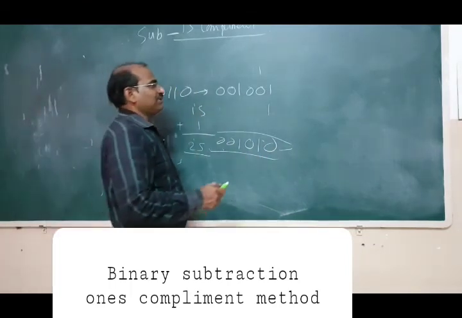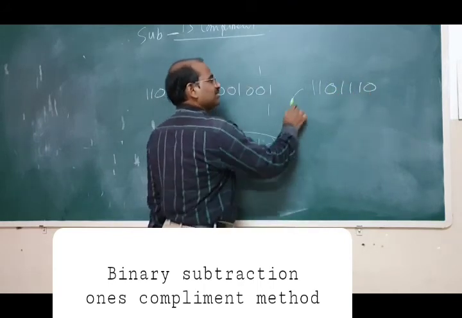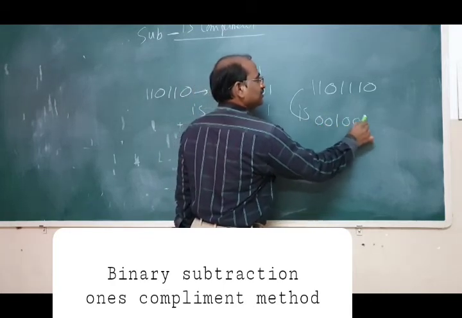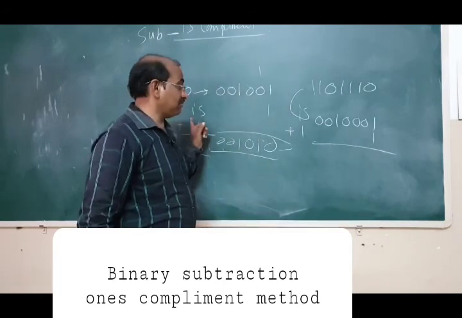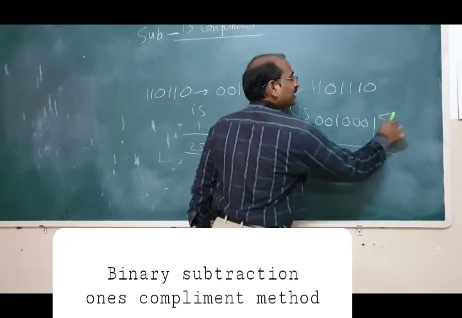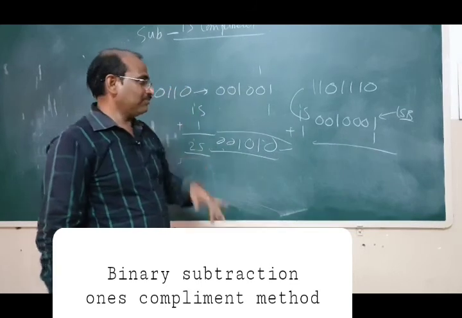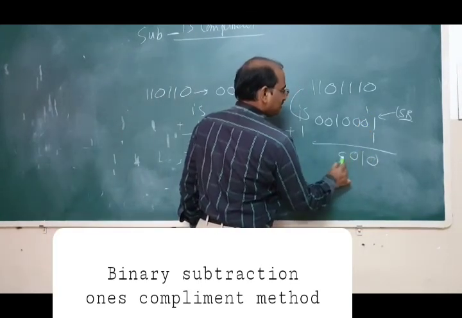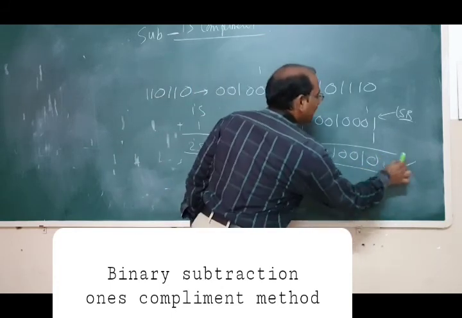One more example we will do: 1 1 0 1 1 1 0. Its 1's complement is simply 0 0 1 0 0 0 1. You add a 1. Adding 1 is always done at the least significant bit. At the LSB you have to add this, you have to remember, don't add the 1 elsewhere. Now 1 plus 1 is sum 0, carry 1, 1 plus 0 is 1, 0 0 1. So this is the 2's complement of the given number.